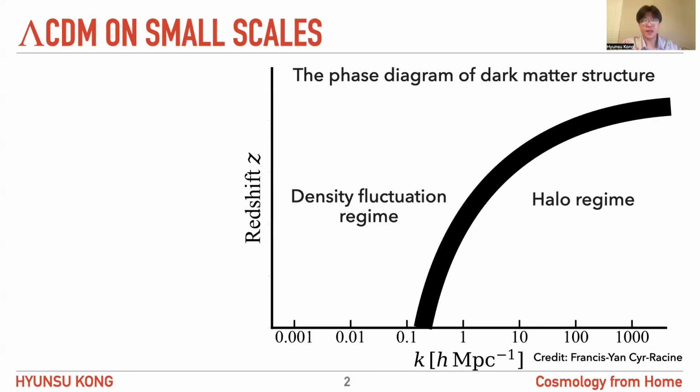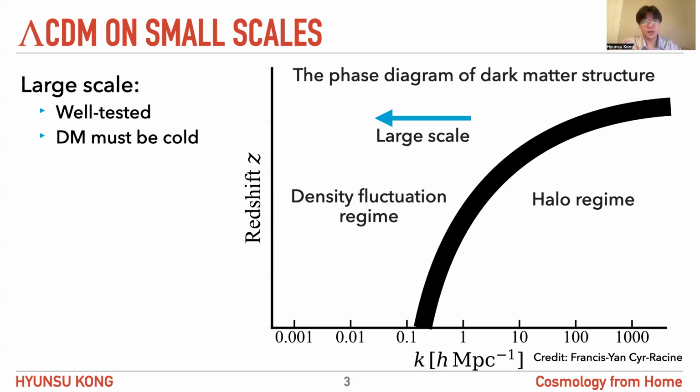To give a sense of the scales I'm interested in, I'd like to start with the phase diagram of dark matter structure that shows the wave number k and its relation with time or the redshift. The left side of this figure is the density fluctuation or the large-scale structure regime, and the right side of it is the small-scale halo regime.